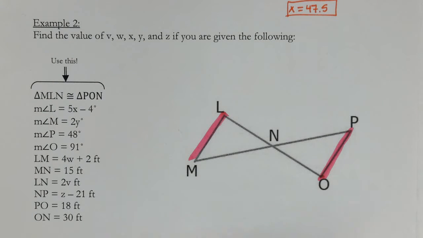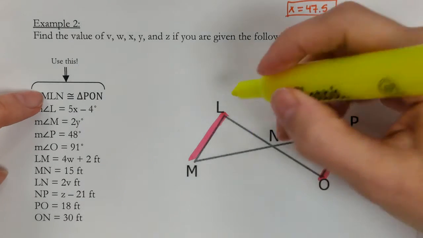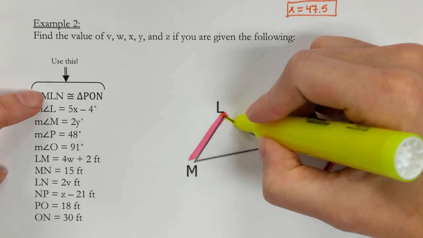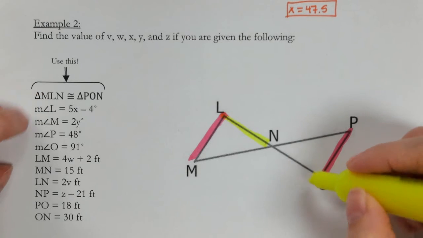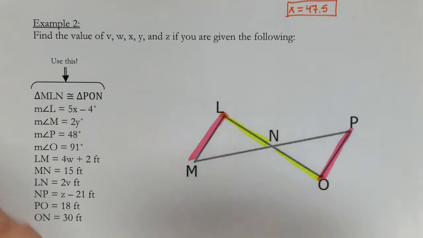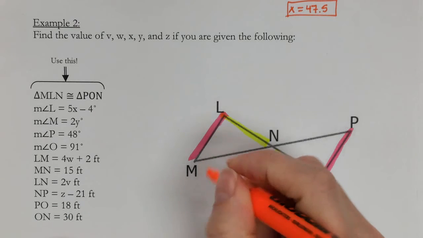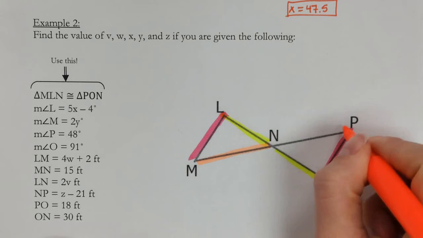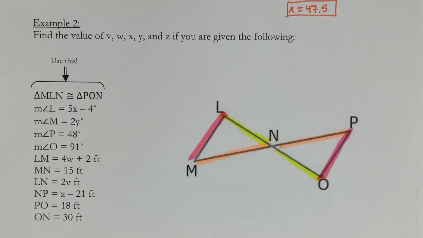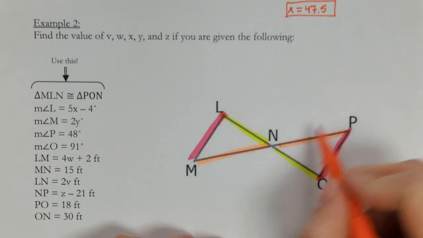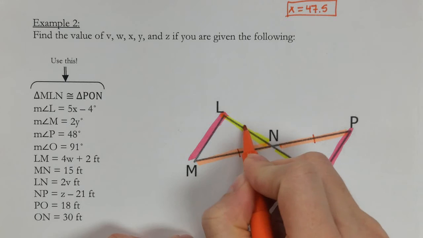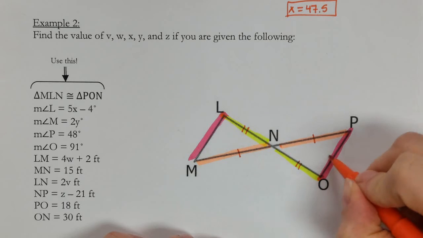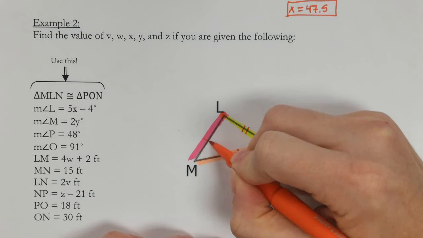I know that LN is corresponding to ON, and I know that MN is corresponding to PN. So with tick marks, I can do 1 and 1, 2 and 2, 3 and 3.